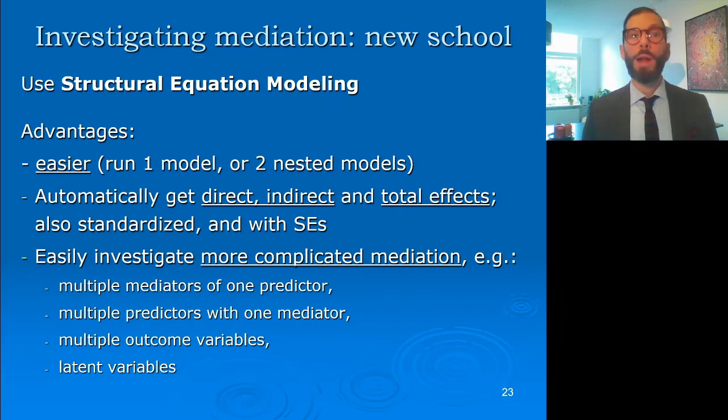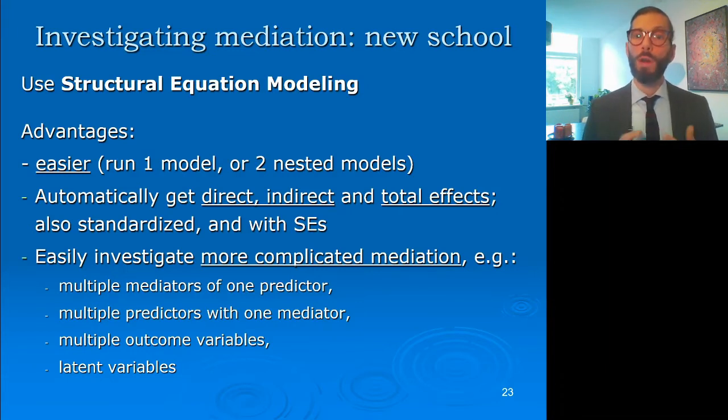So I promised you that I would tell you about new methods for investigating mediation, and it probably won't come as a surprise to you that we use structural equation modeling for this. Structural equation modeling has several advantages. First, it is easier. We can just run one model to investigate the whole mediation model. We don't have to go through all of the steps and analyze different regression equations. We can investigate two nested models, but I will get into more detail about that later.